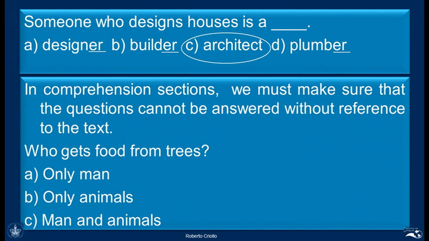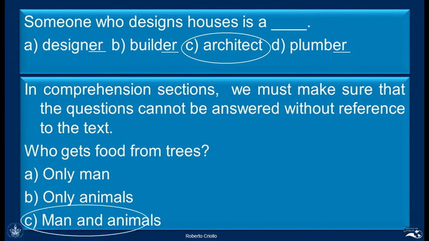Another important consideration for multiple choice, especially in comprehension sections, is that you need to make sure that the questions cannot be answered without reference to a text. Example, imagine in this item, the person reads a text about trees and about food. And then you get the question, who gets food from trees? And the options are A, only man, B, only animals, C, men and animals. It is obvious that we don't need to read a text to know that the correct answer is C.